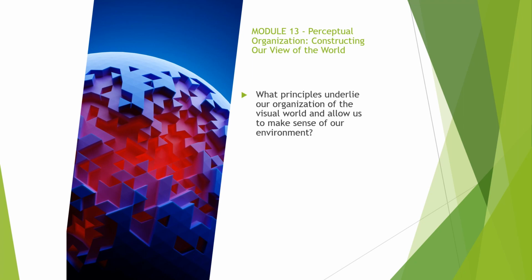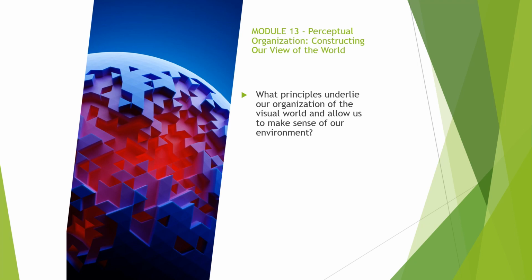So the first question is, what principles underlie our organization of the visual world and allow us to make sense of our environment? So with this question, we're going to talk about these Gestalt principles that are in place that help us perceive something that doesn't necessarily make sense.